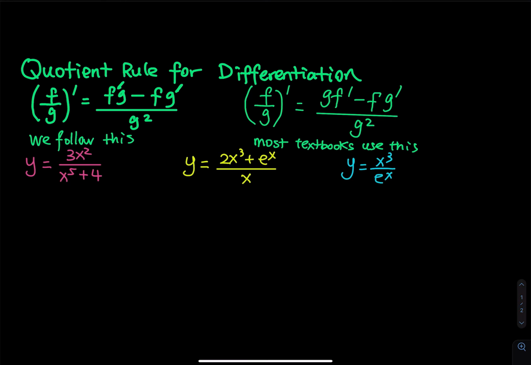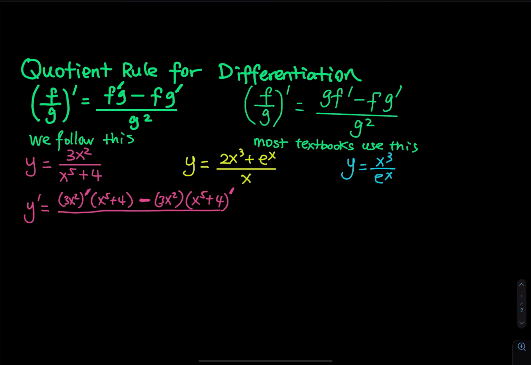Let's do a couple of examples. The first one, we have f on top, g on the bottom. So y prime is equal to f prime g. This is 3x squared, so you take the derivative of that, and then copy the denominator, x to the 5th plus 4, and then minus, for the quotient rule, f, 3x squared, times the derivative of the denominator, x to the 5th plus 4, and then divided by the square of the denominator, so x to the 5th plus 4, squared.